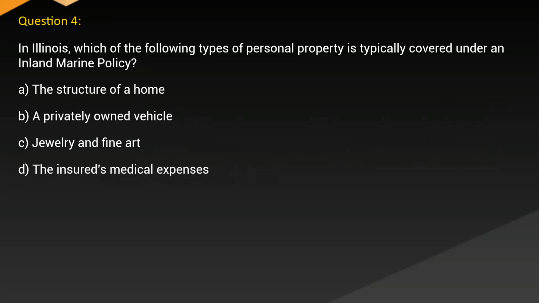Question 4. In Illinois, which of the following types of personal property is typically covered under an inland marine policy? A. The structure of a home. B. A privately owned vehicle. C. Jewelry and fine art. D. The insured's medical expenses.